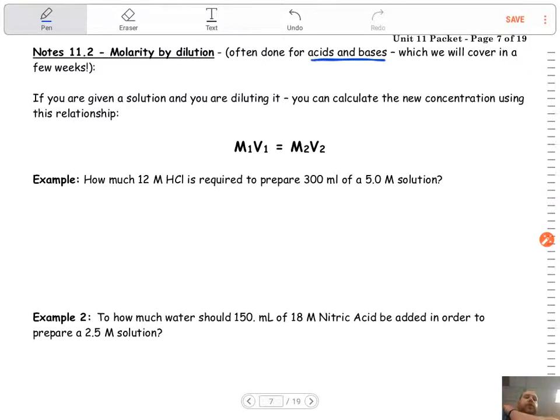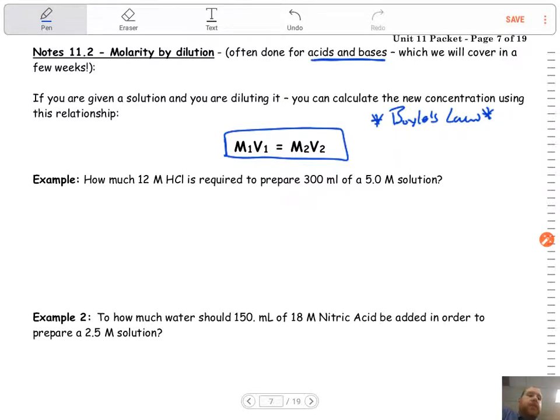So if we're given a solution and we're diluting it, we can calculate the new concentration using this formula right here. M1V1 equals M2V2. Anytime I do lab prep, this is exactly the calculation that I'm doing. This should hopefully look somewhat familiar to us. It should look like one of our gas laws that we learned about in the last unit. Can you think about which one maybe it is? If you thought Boyle's law, you're absolutely correct, where we used P1V1 equals P2V2.